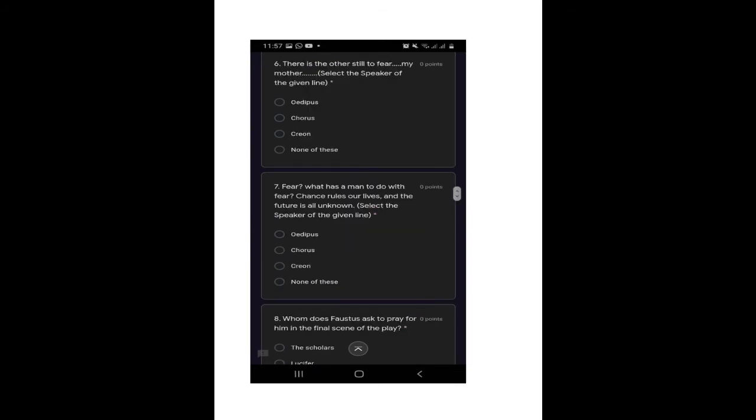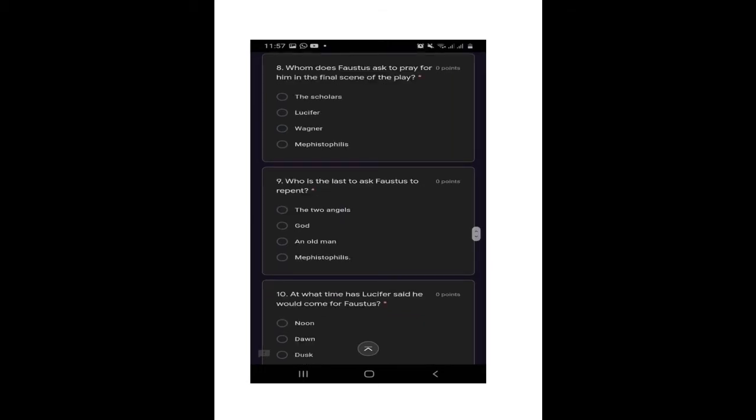Seventh one, fear. What has a man to do with fear? Chance rules our lives, and the future is all unknown. Select the speaker. So the option is none of these, as these lines are spoken by Jocasta, so Jocasta is not in the options, so we choose none of these. 8. Whom does Faustus ask to pray for him in the final scene of the play? So the option is the scholars. 9. Who is the last to ask Faustus to repent? So here the answer is an old man.